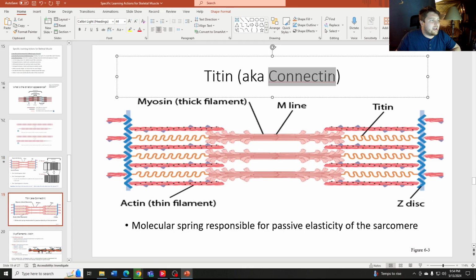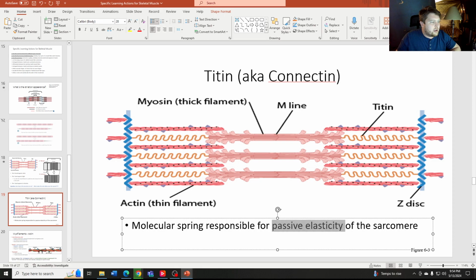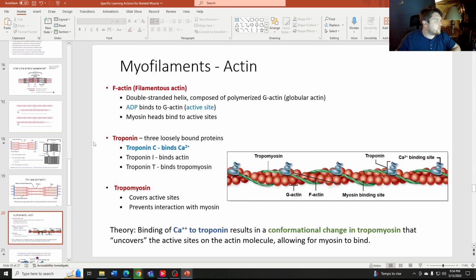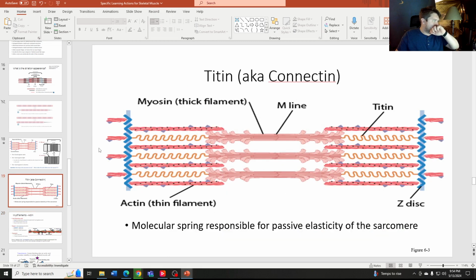It's also known as connectin, and it restores the sarcomere, responsible for the passive elasticity of the sarcomere. Okay, most teachers don't go too crazy into titin, just usually what it is, that it's also known as connectin, and that it's responsible for passive elasticity of the sarcomere. That's really as far as they go into it. Okay.